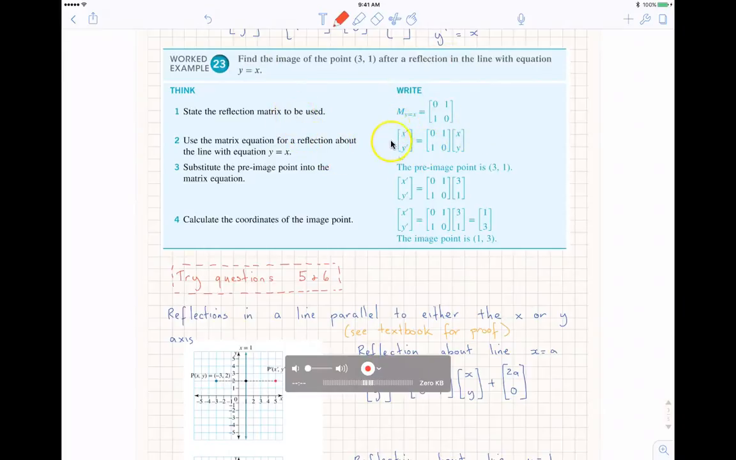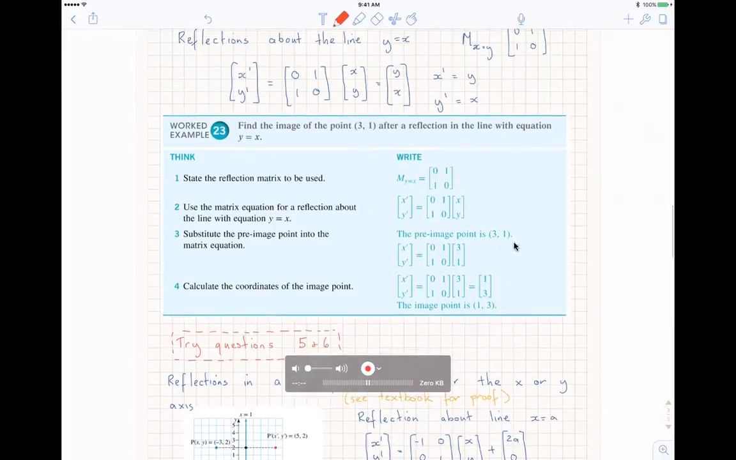We write down the matrix transformation. So it's going to be 0, 1, 1, 0 times our original point. Our pre-image point is the point 3, 1. Substitute that in, do the required multiplication here, and we end up with the point 1, 3. So all that happens with this type of reflection is that our x and y coordinates are inverted. We started with the point 3, 1, and we end up with the point 1, 3, which you can see here. We start with the point x, y, and we end up with the point y, x.